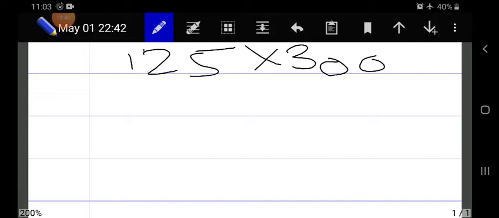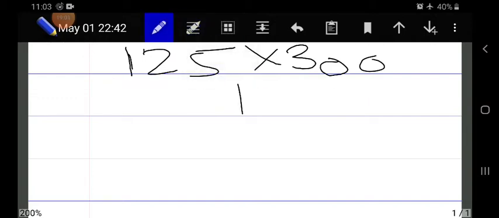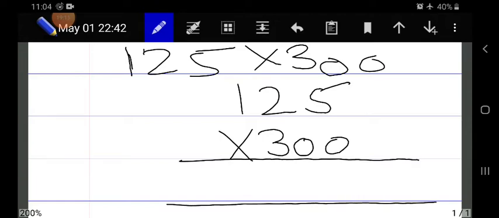Our multiplicand is also 3-digit, and the multiplier is also 3-digit. So both the multiplicand and the multiplier are 3-digit. How are we going to solve it? We are going to use the same method that we were using in multiplication with a 2-digit number. So here 125 multiply by 300. This is the question. Now how many zeros here? Two zeros are here. I have taken these two zeros and put them here. So now 3 is left here and 125 is above.